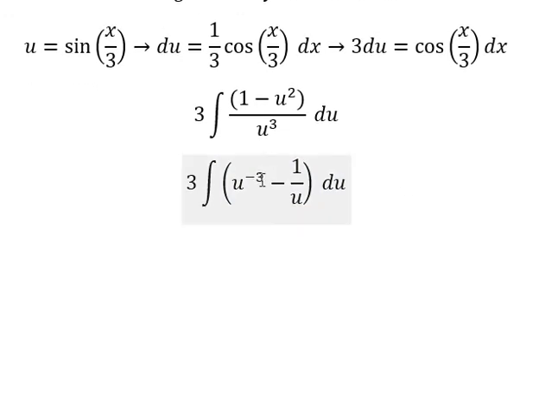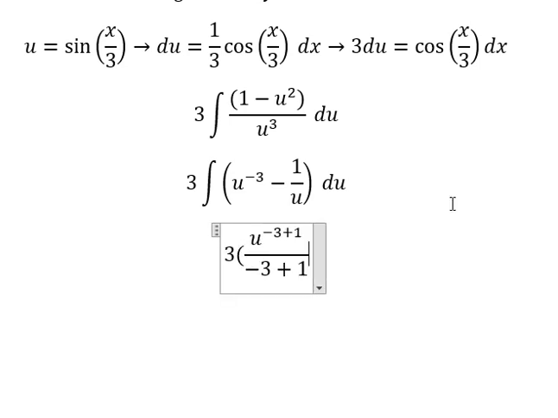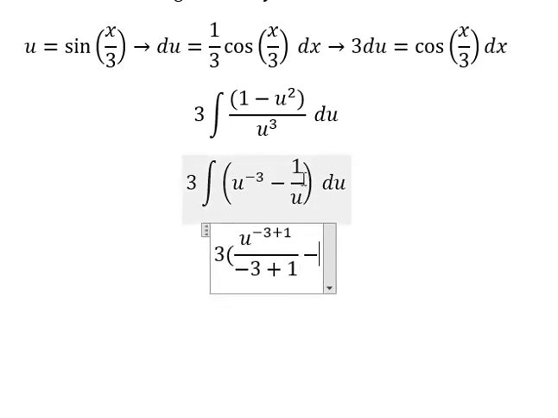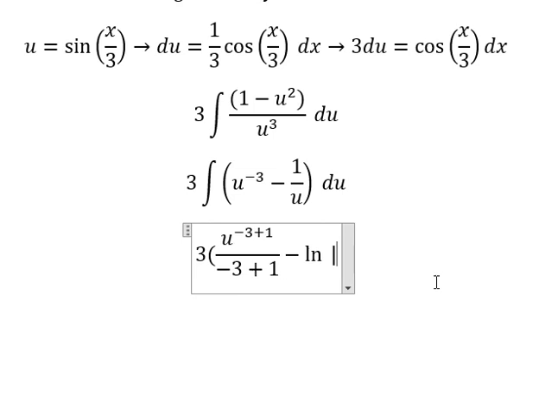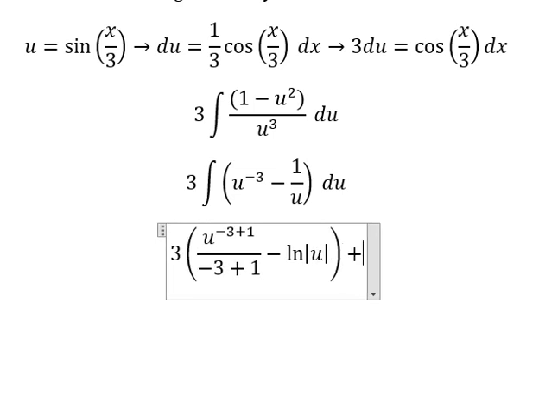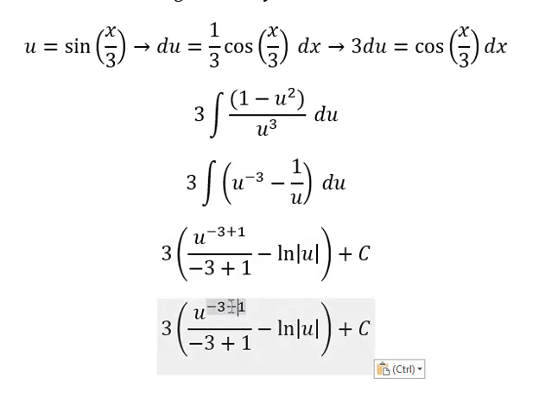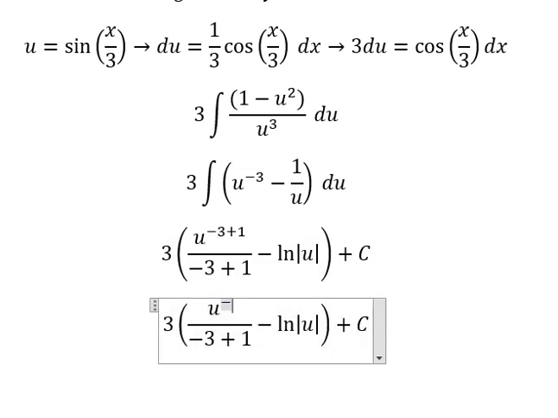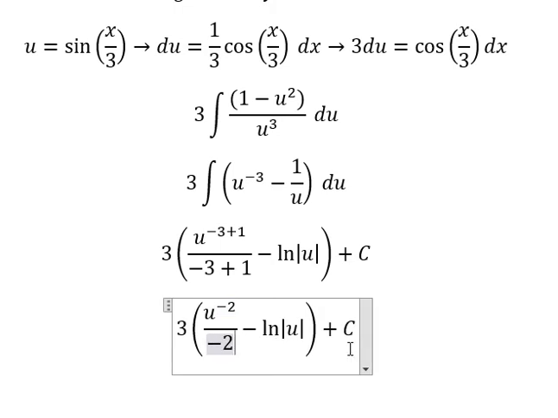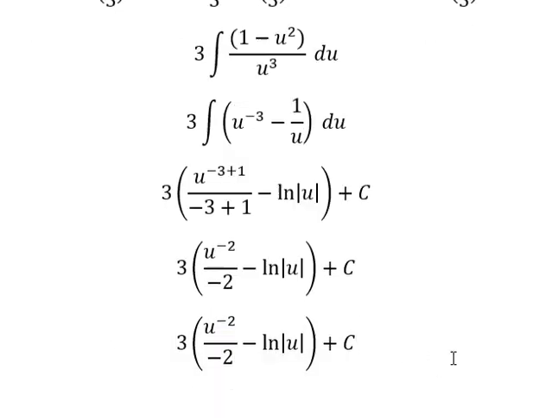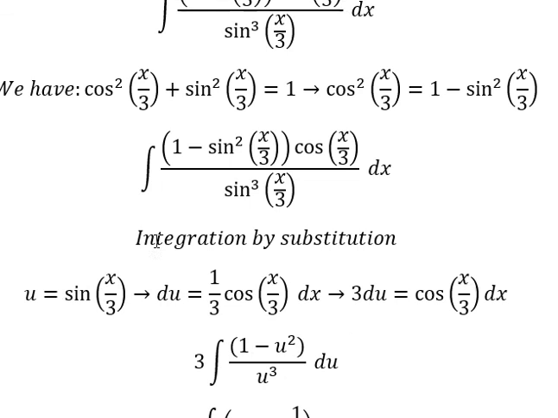Next, the integration of this one, we have u to the power of negative number 3 plus 1 over negative number 3 plus 1. This one we have ln of the absolute value of u. And we put c. So this one we have negative number 2, negative number 2, about u, that is about this one.